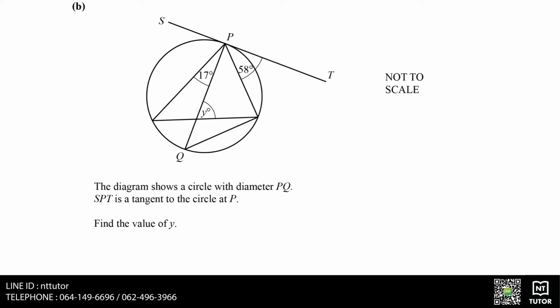The diagram shows a circle with diameter PQ. SPT is a tangent to the circle at P. Find the value of y.